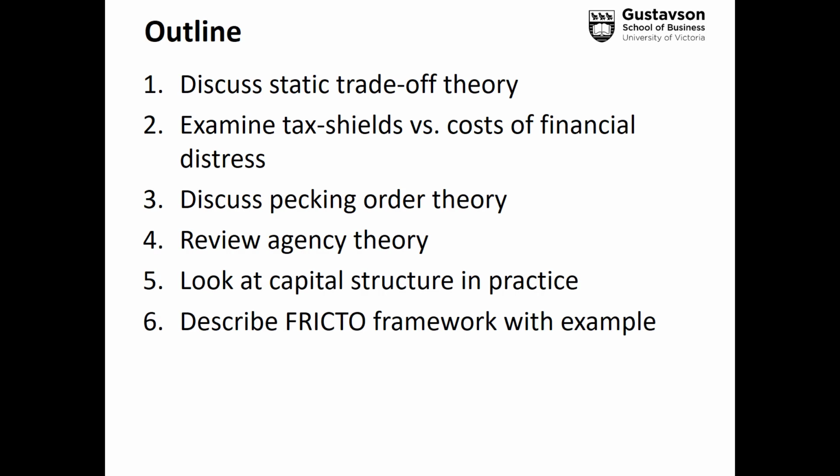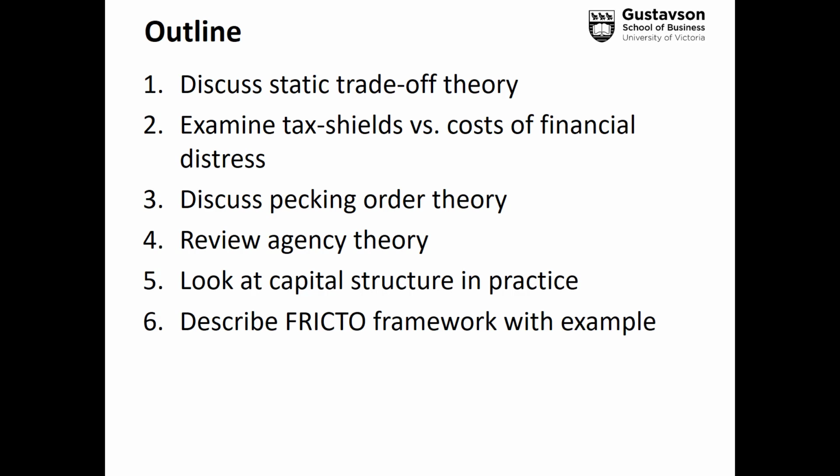We're going to talk about two theories that explain the choice of capital structure, one called the static trade-off theory, which relies on the benefits of tax shields versus the cost of financial distress. The second, called the pecking order theory. We'll also briefly touch on a third theory, the agency theory of capital structure, before looking at capital structure in practice.